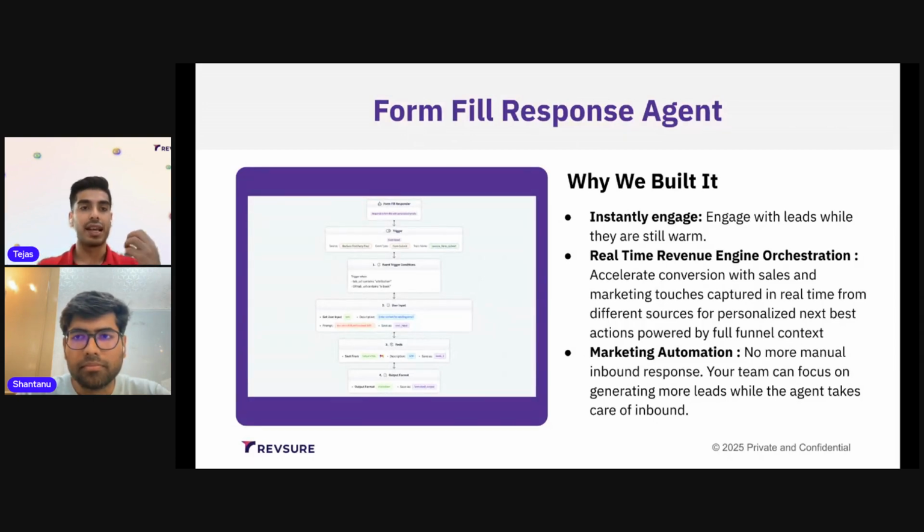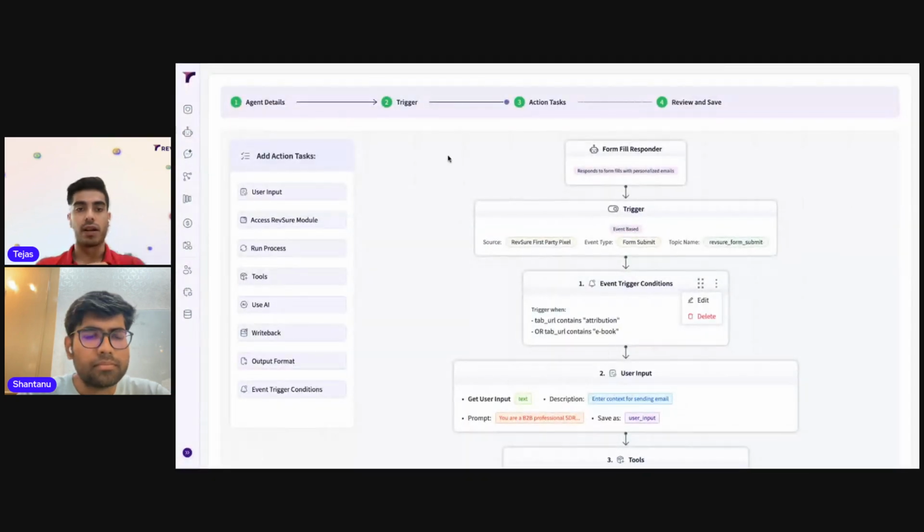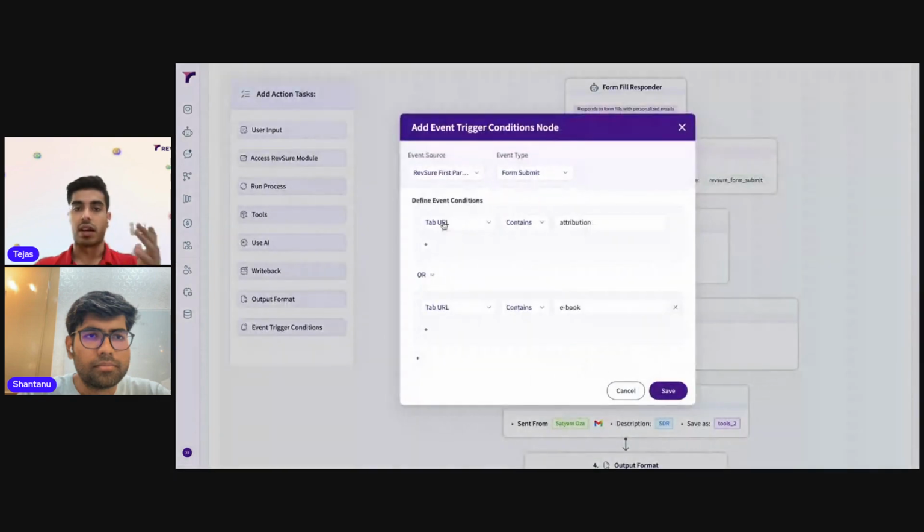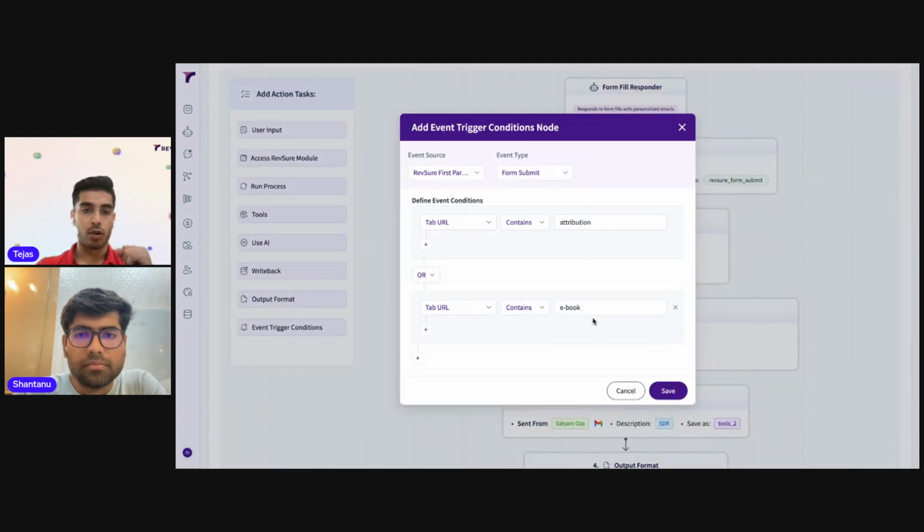Now let's have a look at the agent itself. Here you can see how the agent builder for the form fill responder looks. Here's where the entire configurability and event conditions can be set up. As you can see, for the purpose of this demo, it's configured to our attribution ebook on the RevSure website, which is captured by the RevSure first-party pixel, as we discussed earlier.